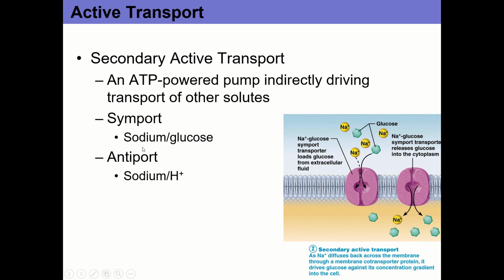So in terms of symport, we're going to allow something inside of the cell, but it's going to bring something with it. So for example, sodium, we're going to allow it inside of the cell. We're going to allow it to diffuse with its concentration gradient, but it needs to bring glucose with it. And so that's symport. So the short version is, in symport, both molecules go the same direction. They both go from outside of the cell to inside of the cell, or vice versa in some cases.